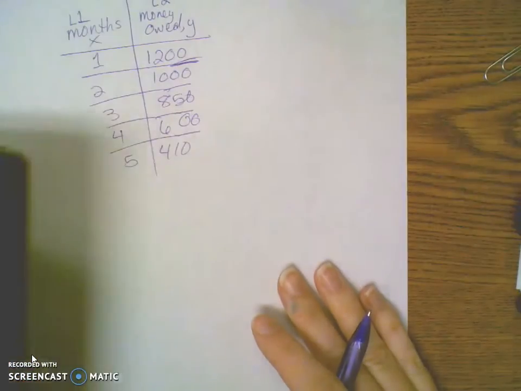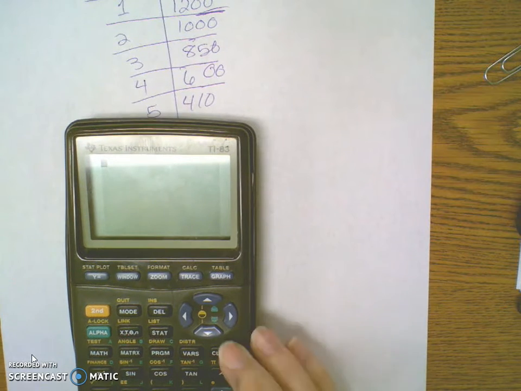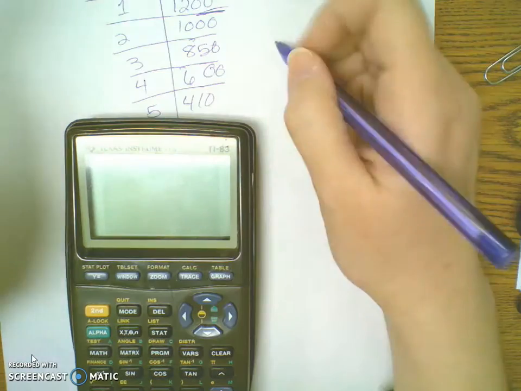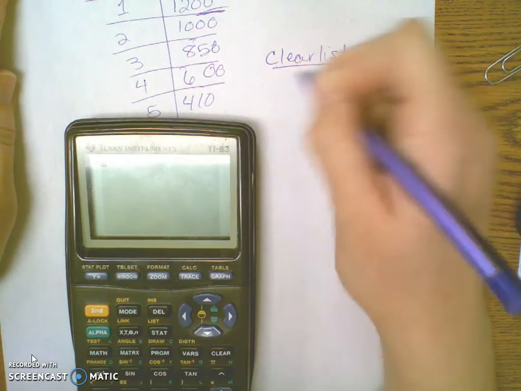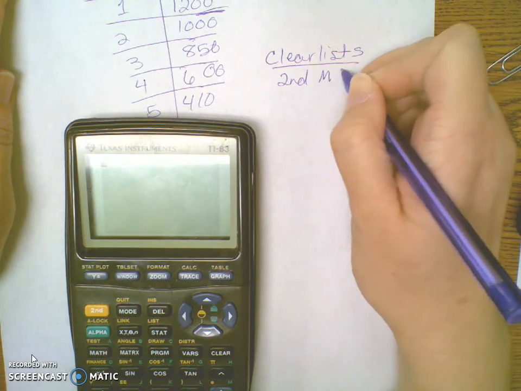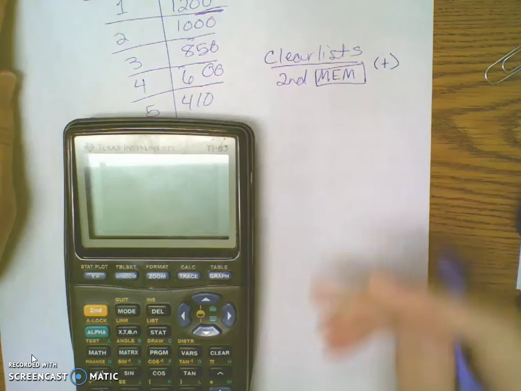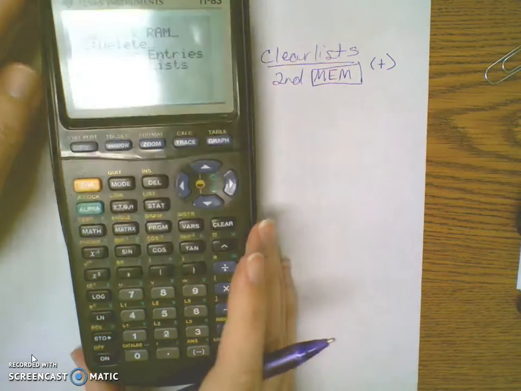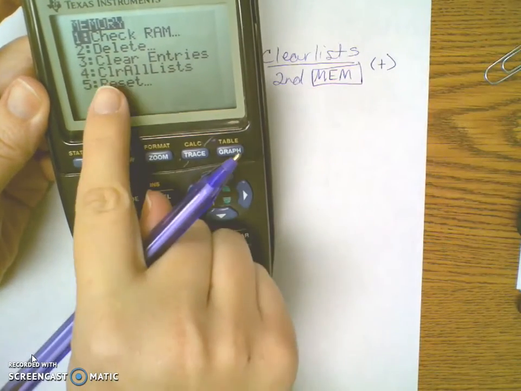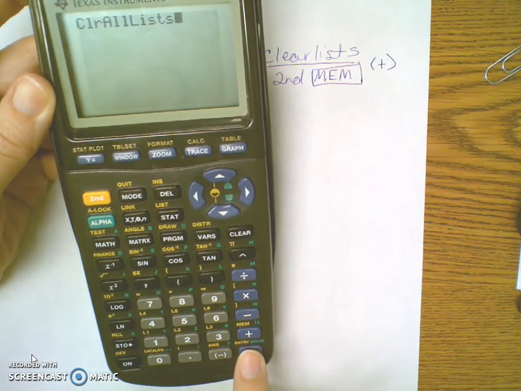Okay, now we're going to remind ourselves how to do this in our calculator. The first thing you want to do with your graphing calculator is clear out any old lists. In order to clear our lists, we're going to go to Second, Memory, and the Memory button is also the plus button down here. Then we're going to go to number 4, which says clear all lists, and push enter.